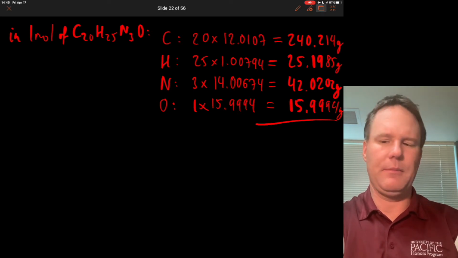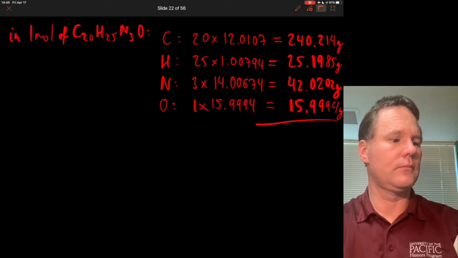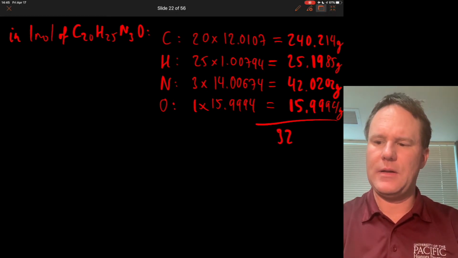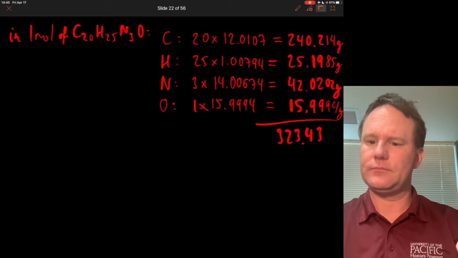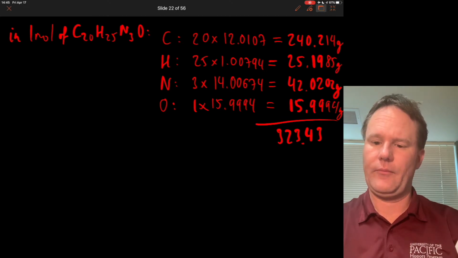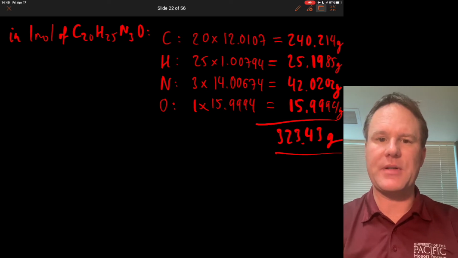Okay, so if you add this all up, let me punch it into the calculator. I get 323.433 grams. Okay, let's round it just there. Now, what will be the mass percentages?